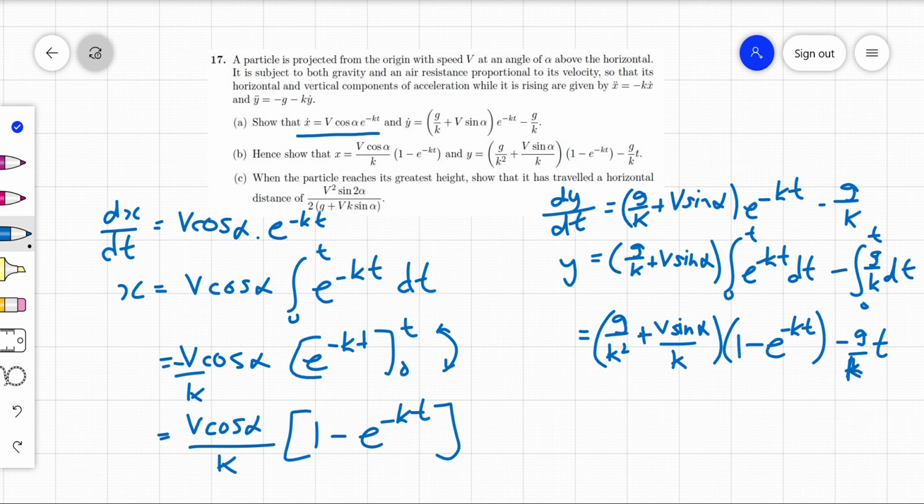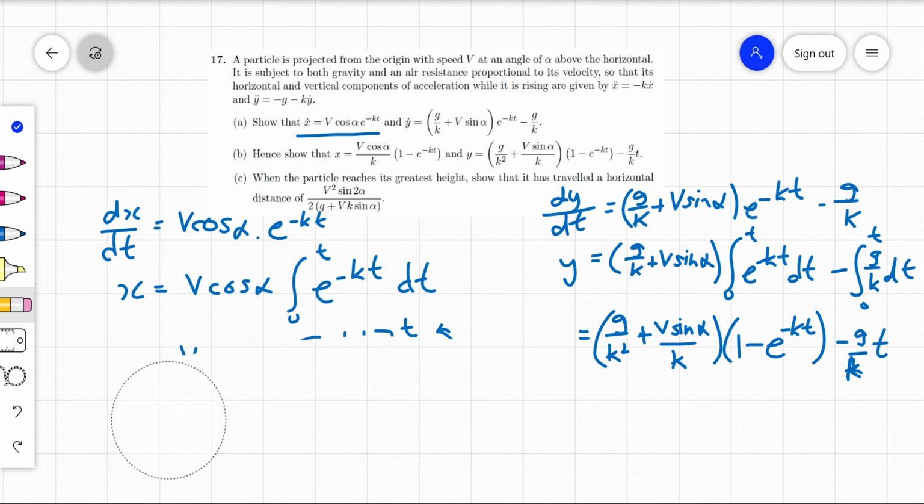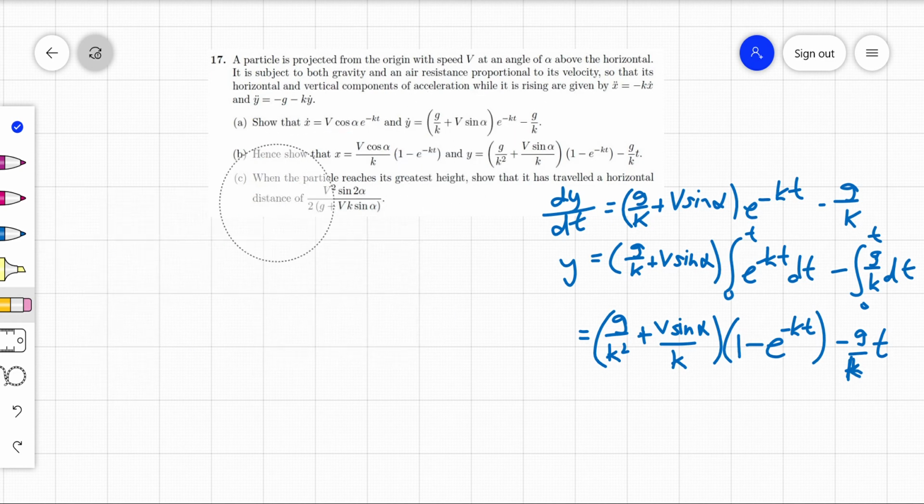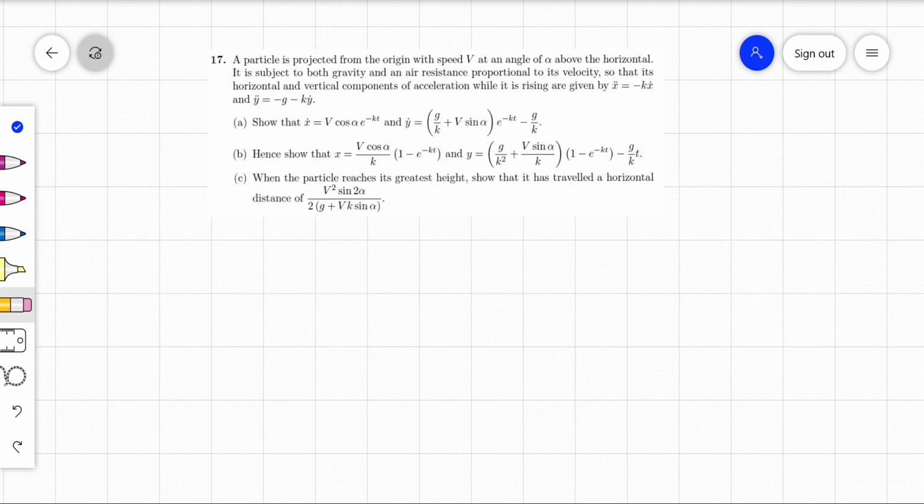So then lots of algebra, lots of practicing. So C, we have when the particle reaches its greatest height. Now, since we've already got the equations up here, I'll rub those out. So greatest height we know happens when y dot equals 0. So we usually find the time when y dot equals 0 and then sub it in to find the horizontal distance, which is the x.